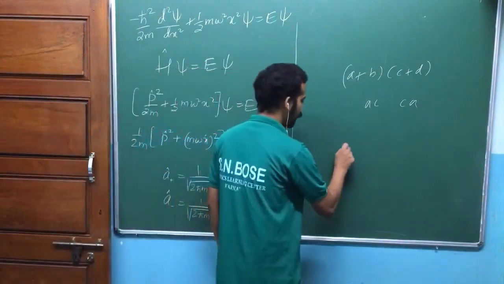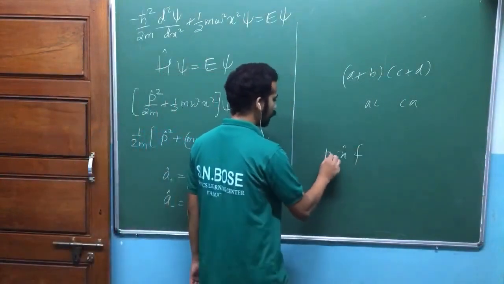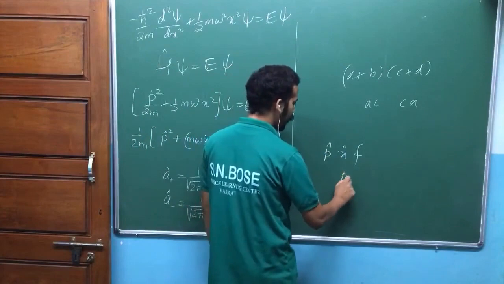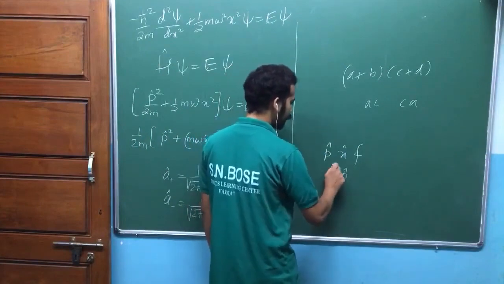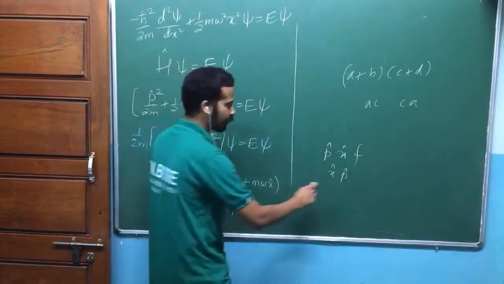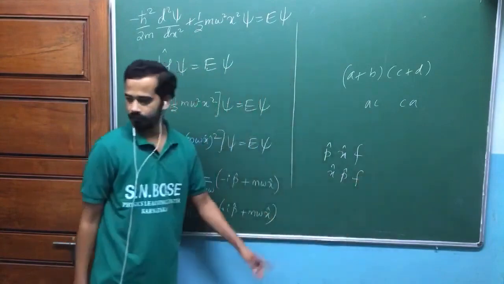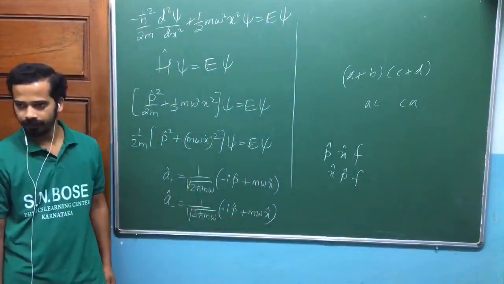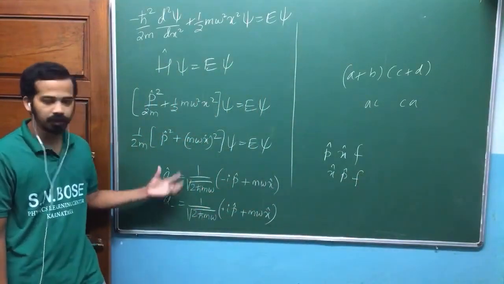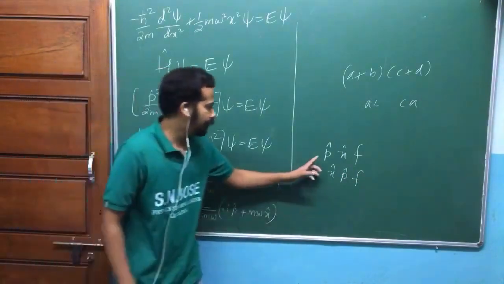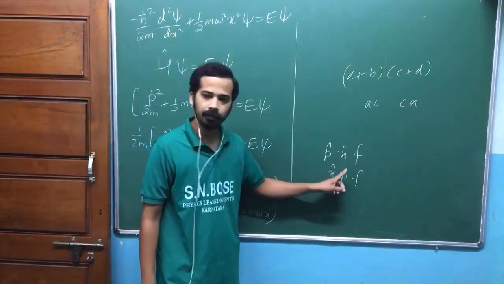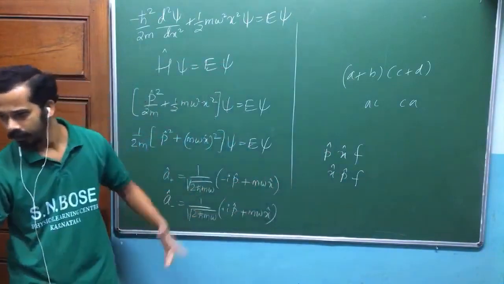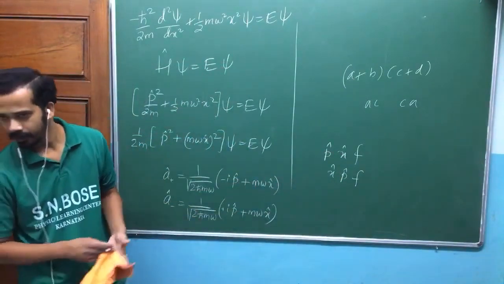Operating x cap on some function and then operating p cap is different from operating p cap first and then operating x cap on the same function. Both are different. So that's why when you multiply two operators, look at here, p cap into x cap is not the same as x cap into p cap. We should be very careful. Let me show that one.